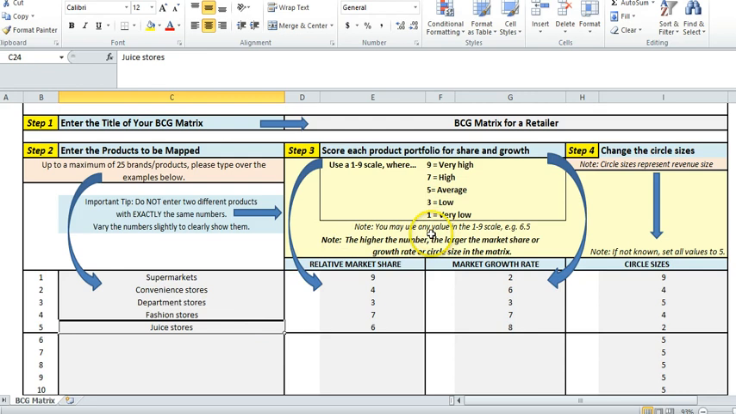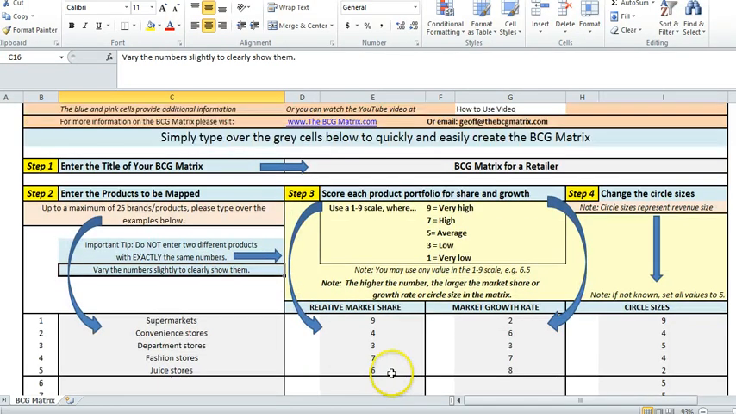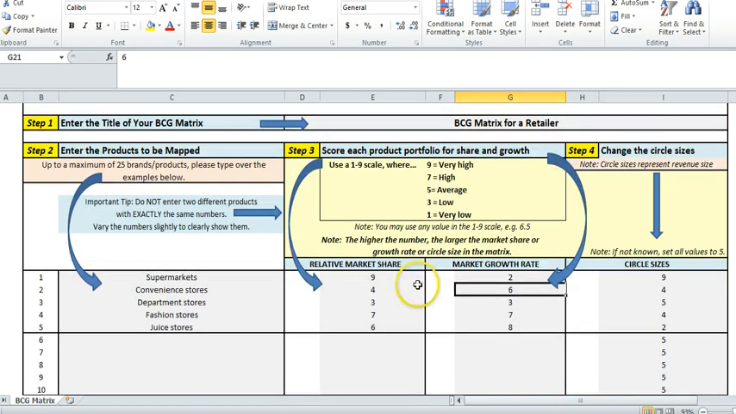Got a little tip here. You can use any number, so it can be a decimal. Don't use exactly the same numbers, otherwise the circles will map over the top of each other. So if you've got, hypothetically, 9 and 9, you probably want to make one 9 and the other, you know, 8.8 or something. The same thing here, just so it shows a little bit differently on the map.